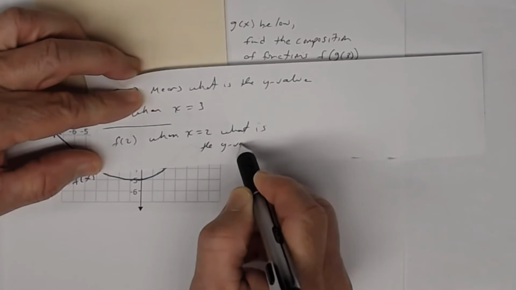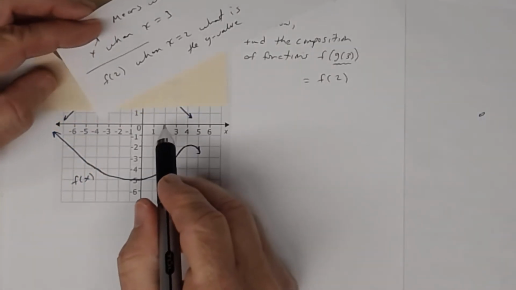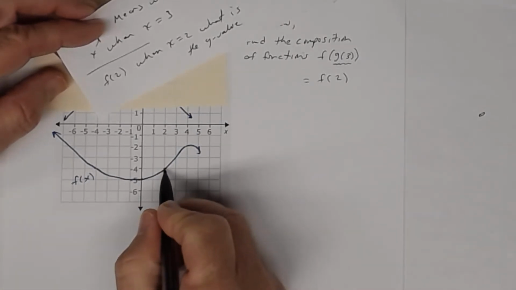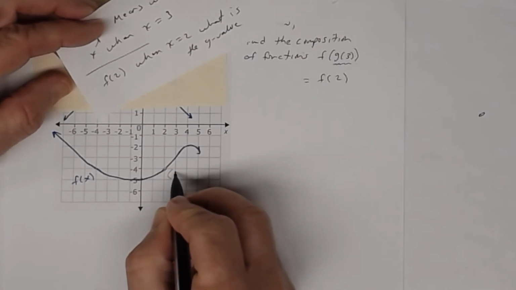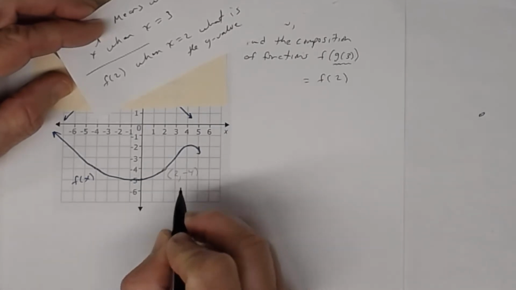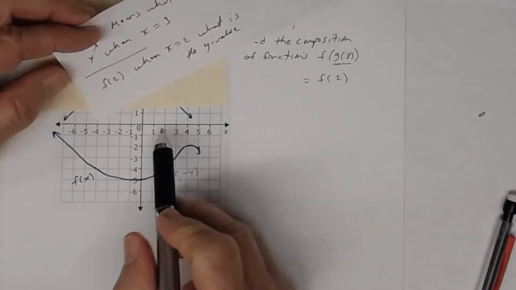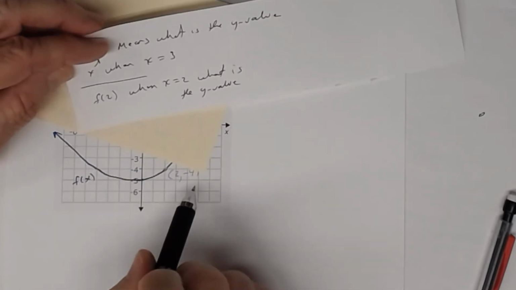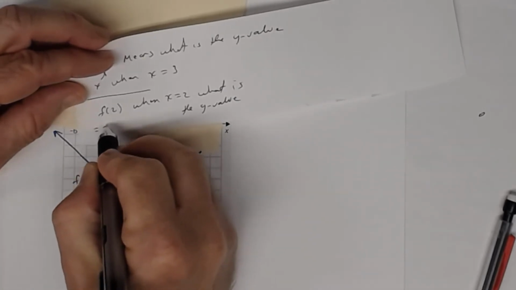What is the y value? When x is 2, here's where x is 2, so the point on the graph that corresponds to that is this one right here. That point has coordinates (2, -4). That's important to see. So what is the y value when x is 2? The y value is negative 4. So f of 2 equals negative 4.